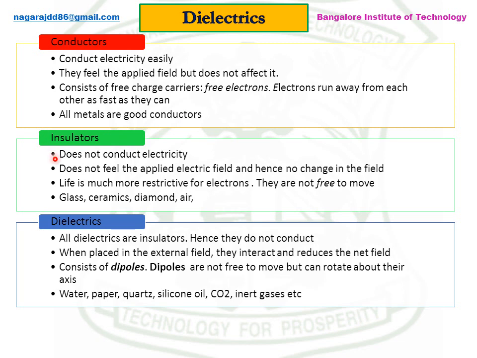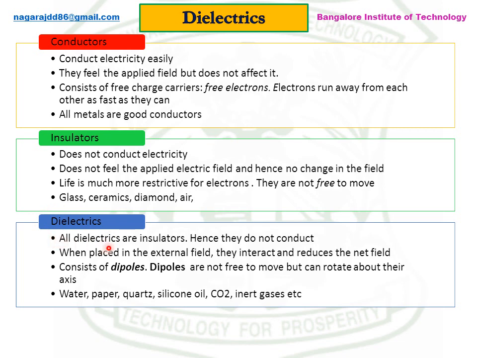Next, insulators. First of all, they do not conduct electricity. Next, they do not feel the applied electric field, and hence there is no change in the applied field. So, when you apply an electric field to a good insulator, there will be no effect of the electric field on the insulator at all. Life is much more restrictive for electrons. That means electrons are not free. They are not at all free to move. Glass, ceramics, diamond, air, etc. are insulators. Now coming to the main topic, that is dielectric.